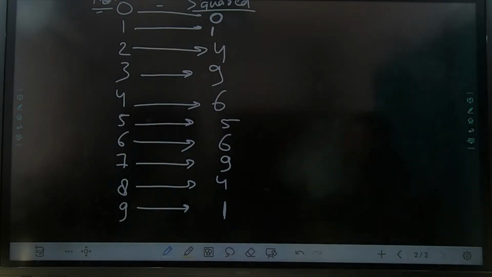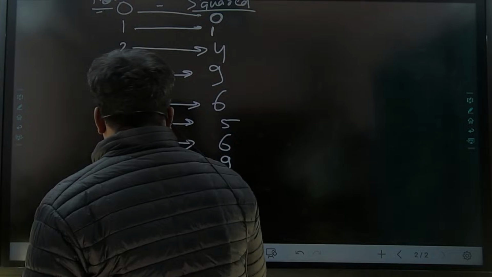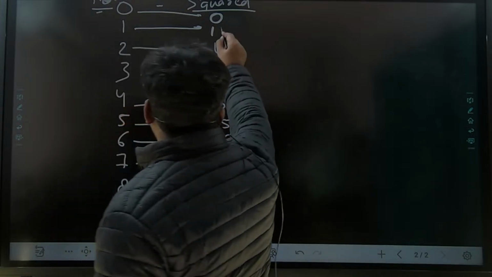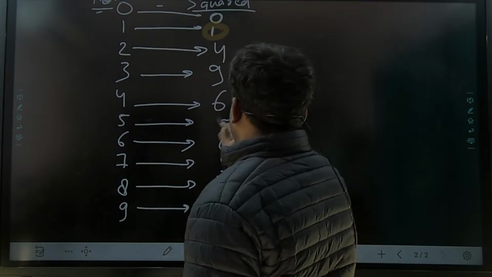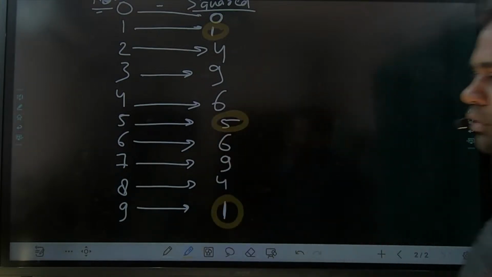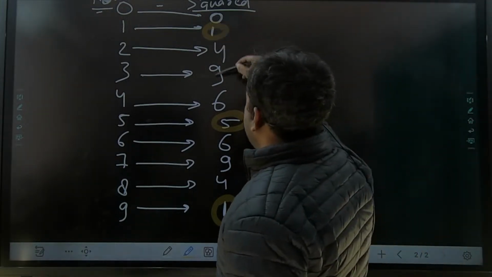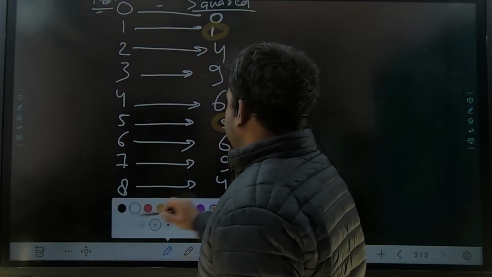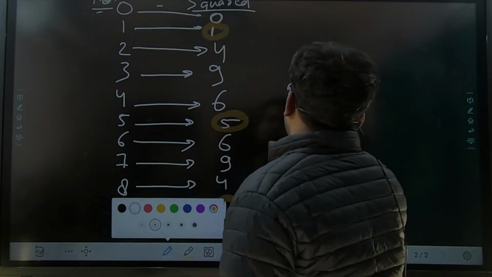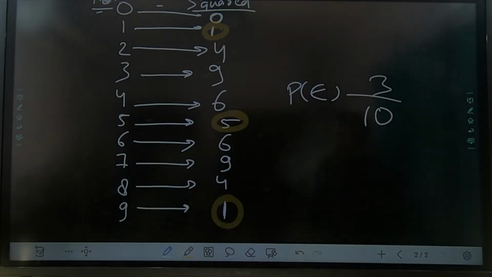Only the unit place we are bothered about. Now the question is saying the squared number's last digit is either 1 or 5. So how many possible cases are there? 10, right? Possible cases are 10: 1, 2, 3, 4, 5, 6, 7, 8, 9, 10. So out of 10, how many are favorable? Only 3. So the probability will be 3 by 10.